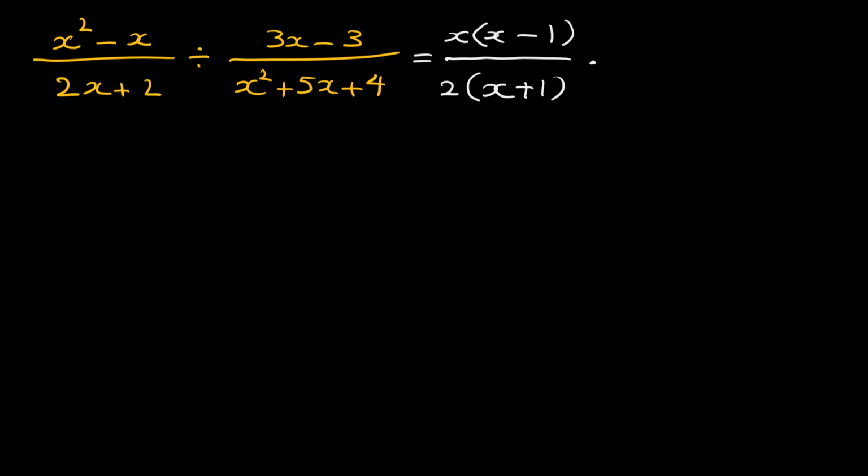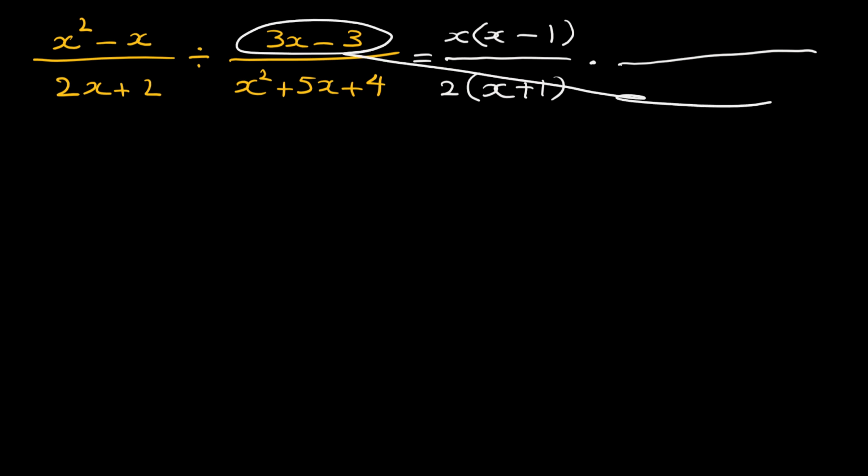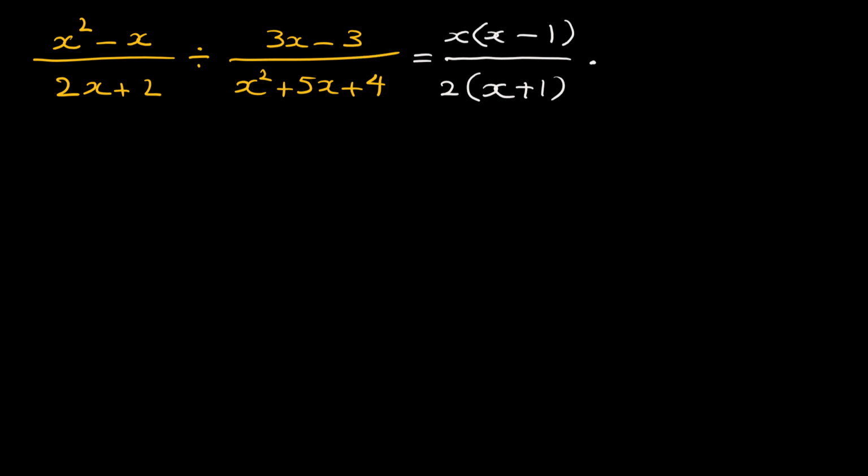So here we have 3x minus 3 in the denominator. But we can factor 3 from these two terms. And if we factor 3 from these two terms, we have 3 times the bracket x minus 1. If you multiply 3 in the bracket, again you have 3x minus 3. And we have to factor the denominator and move it to the numerator. But how can we factor this?